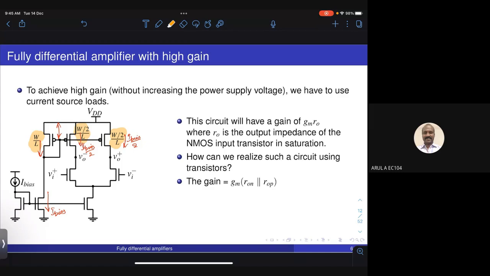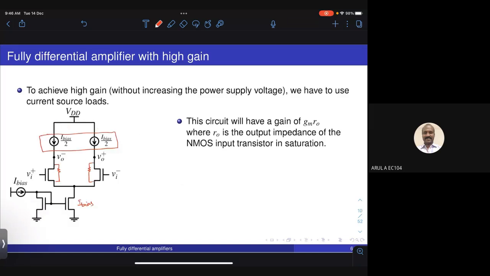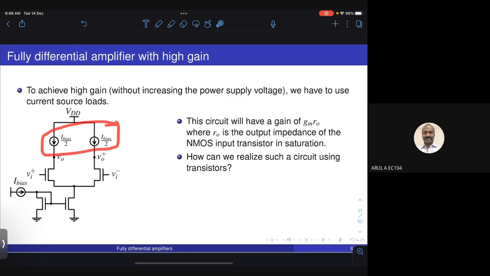Now what we have got is, in this circuit, we have two current sources on top, each of value I bias by 2, and we have a tail current of I bias. So this gives us this. So we set out to make this kind of a circuit where we have two current sources on top of values of I bias by 2, and one current source at the bottom which will have value of I bias.